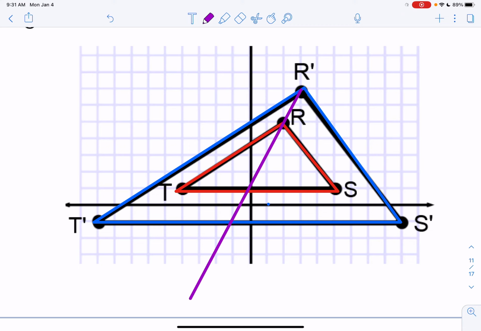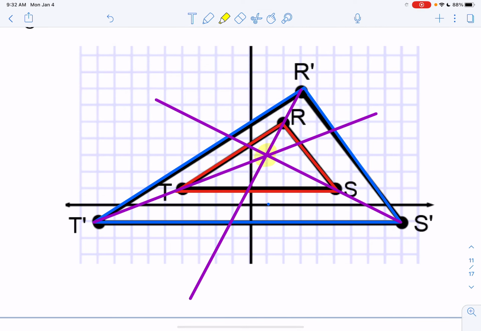And then just do it for the other two as well. So T prime to T, extend a line through here. Okay, and then lastly, go S to S prime. Connect those together. And again, I am looking for the point where all three of these lines come together. And it's going to be right there at that point, which is the point 1, 3. So again, this point right there is the point 1, 3. Okay, and that's going to be my center of dilation.